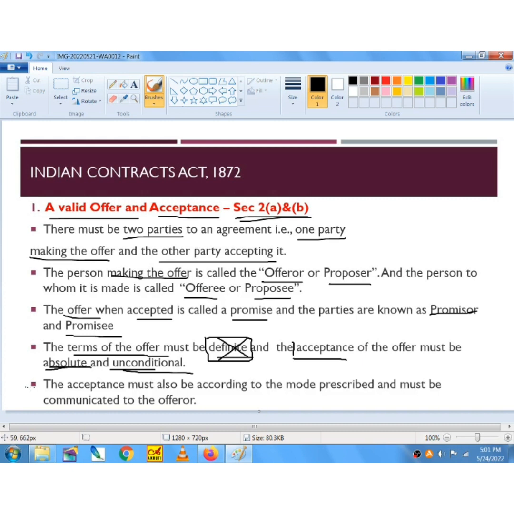definite. Next, the acceptance must also be according to the mode prescribed and must be communicated to the offeror. So the acceptance must be according to the mode prescribed. Like if you are emailing each other and then you send a post making the acceptance of the offer, then it is not valid. If you are emailing, then you must fulfill the acceptance by email or the way which is being used by the parties. You cannot make a post and claim that you have accepted the offer, now fulfill your duty. It must be made in the same mode prescribed or being used.